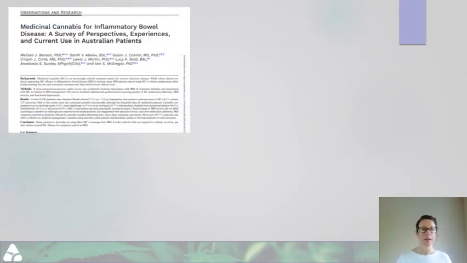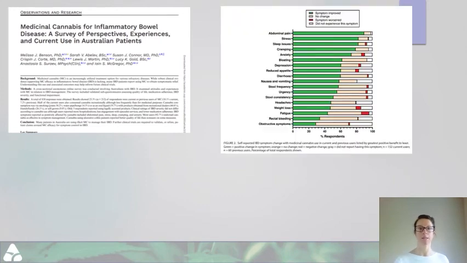So then the last couple of studies are some very recent data that's just out this year, looking at more of a patient's perspective on their medical cannabis use for inflammatory bowel disease. This recently published paper has come from Australia, and it was asking people about their experiences of using medicinal cannabis.